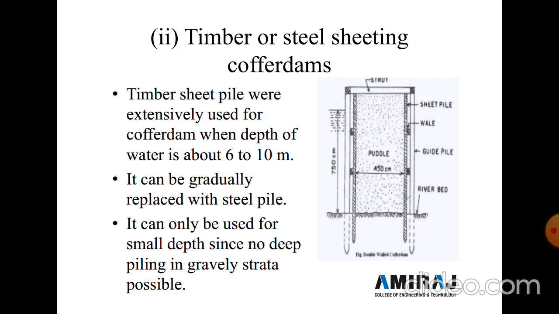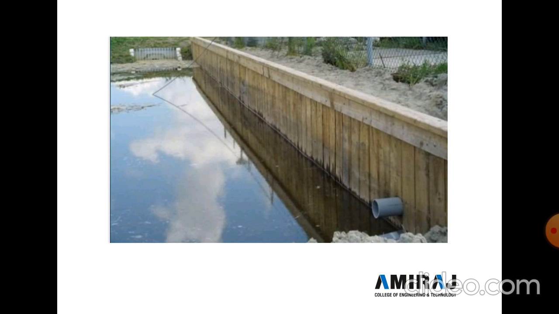Now the next type of cofferdam is a timber or steel sheet pile cofferdam. Timber sheet piles were extensively used for cofferdams when the depth of the water is about 6 to 10 meters, and they can be gradually replaced with sheet piles or steel piles. It can only be used for small depths, since deep piling in gravelly strata is not possible. So here timber sheet is generally used and inserted in the ground.